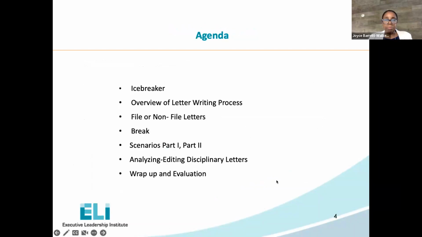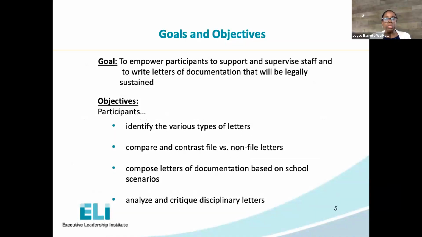Here is our agenda and the objective of this workshop this afternoon. First of all, the goal is to empower all of you to support and supervise staff, and to write letters of documentation that can be legally sustained. The objectives are to identify the various types of letters, because there are so many types of letters. Those of you who have been doing this for a couple of years know the various types, but we will review that because there are many new principals on board. We're going to compare and contrast file versus non-file letters, and we're going to look at some of the Office of Labor Relations FAQs.